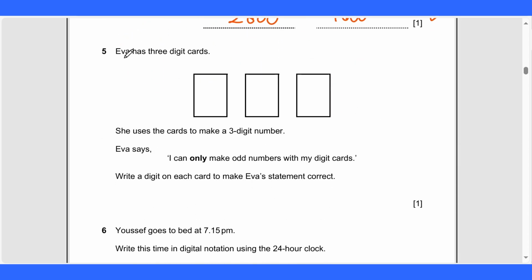Okay, number 5. Eva has 3 digit cards. She uses the cards to make a 3-digit number. Eva says, I can only make odd numbers with my digit cards. Write a digit on each card to make Eva's statement correct. 10 seconds.